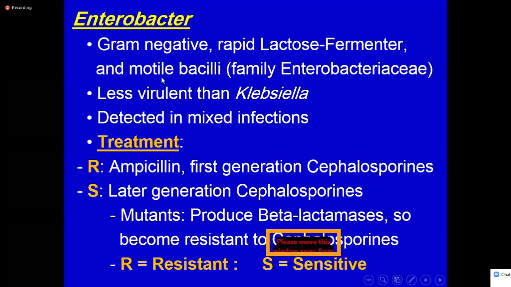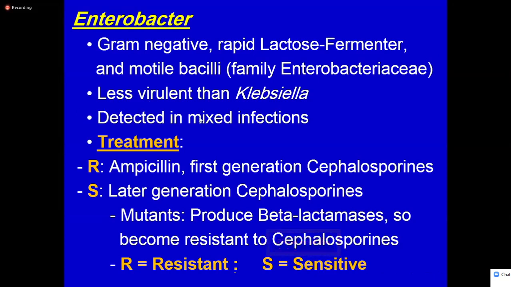Enterobacter, gram negative. Look here, Enterobacter is a rapid lactose fermenter. E. coli and Klebsiella are lactose fermenters. Enterobacter is also a lactose fermenter, but can change the color of the media to pink very rapidly. Within a few hours, up to 5 hours, they change it. Also a motile microorganism. They belong to family Enterobacteriaceae. These microorganisms are less virulent than Klebsiella, less virulent than E. coli.